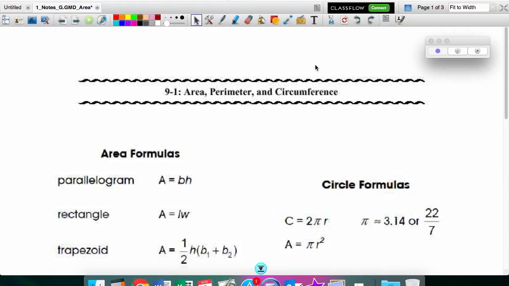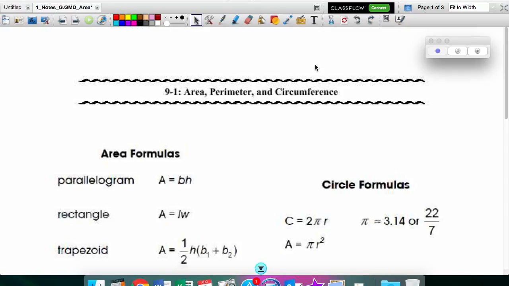Unit 9 is all about area and volume. Our first two sections will focus on the formulas for our two-dimensional figures, whereas the last three sections of the unit will focus on our three-dimensional figures. In 9.1, we're going to focus on the area, perimeter, and circumference of some of our most basic shapes.